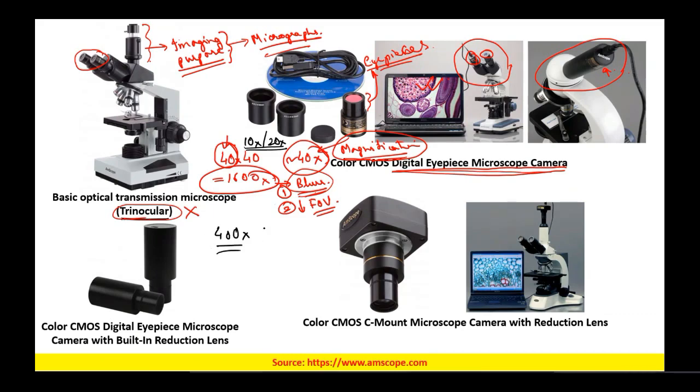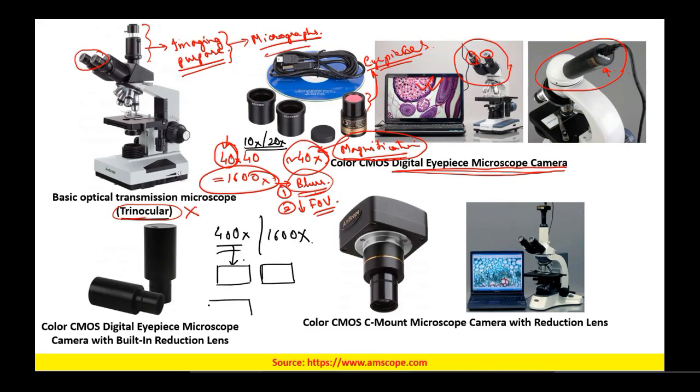So if you compare 400 times magnification and 600 times magnification, and look at the size of the camera sensor, suppose I bring down the magnification of this eyepiece camera somehow to say 10x or 20x, so that we can simultaneously cover and compare the results. Both of them have chips of the same size. So in the 400 magnification case, what would happen?